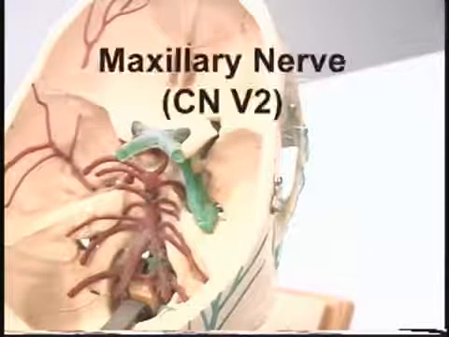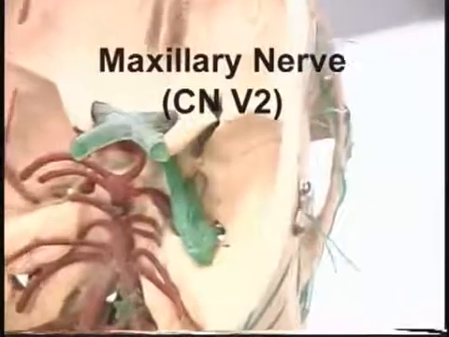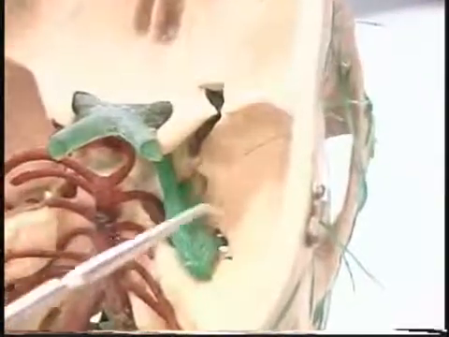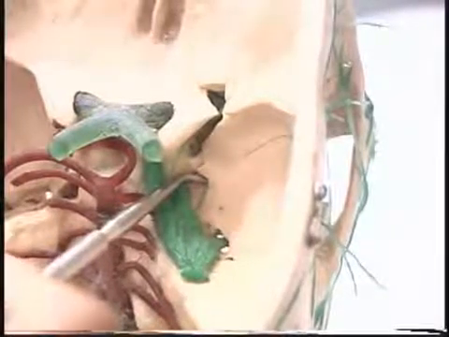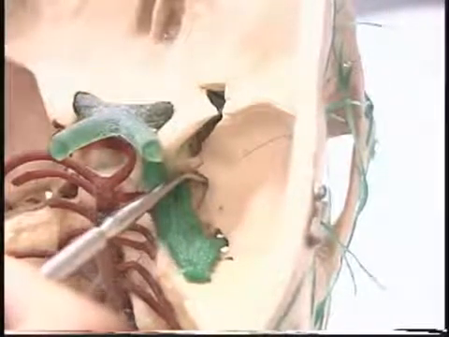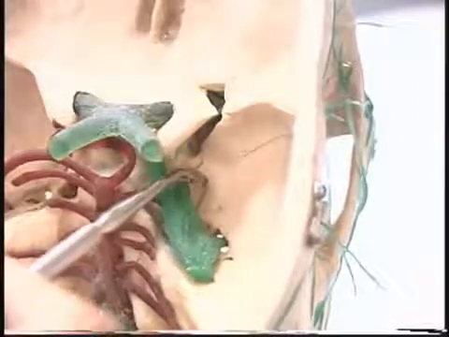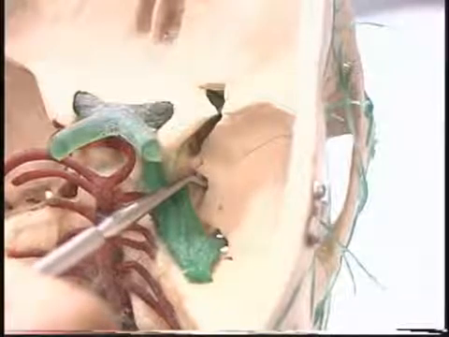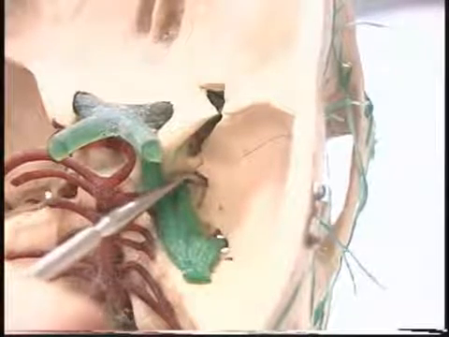Let me show you the course of the maxillary nerve. This is the second branch of the trigeminal nerve. It leaves the skull through a round opening. This round opening is known as the foramen rotundum. The maxillary nerve leaves the skull and enters the pterygopalatine fossa through this opening.